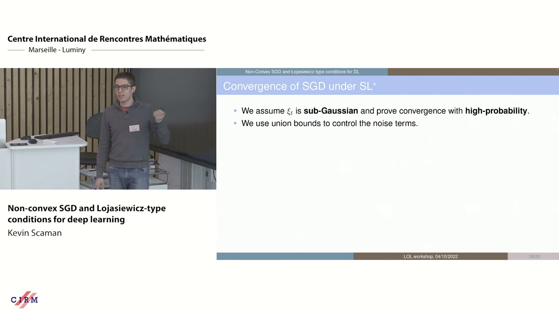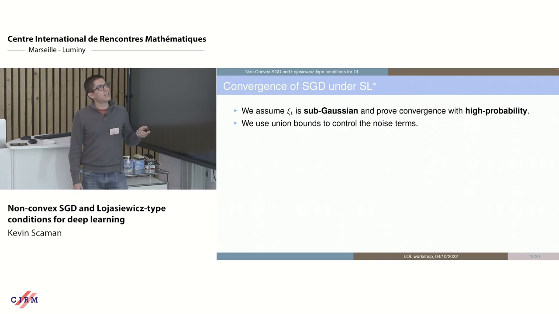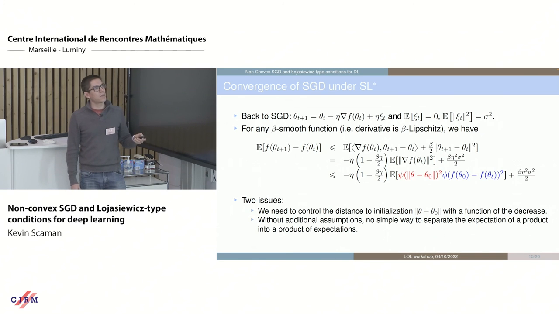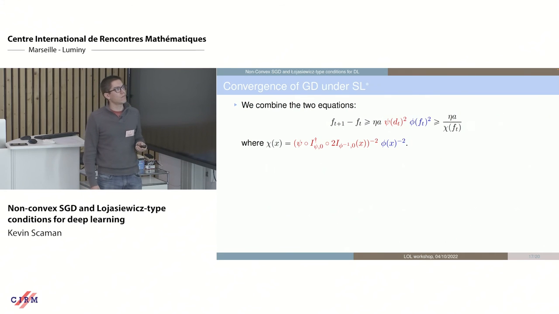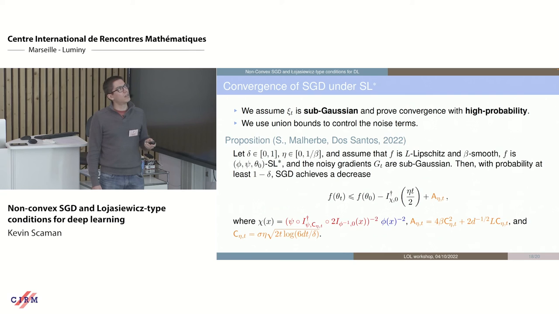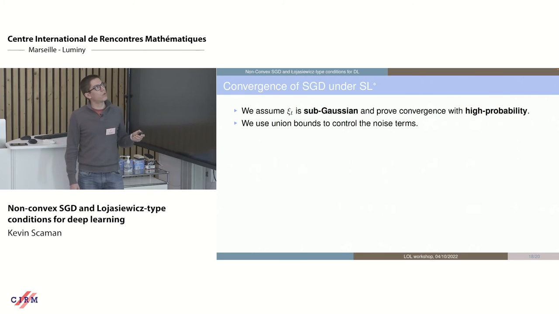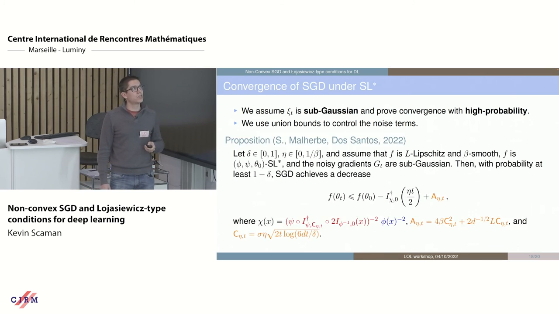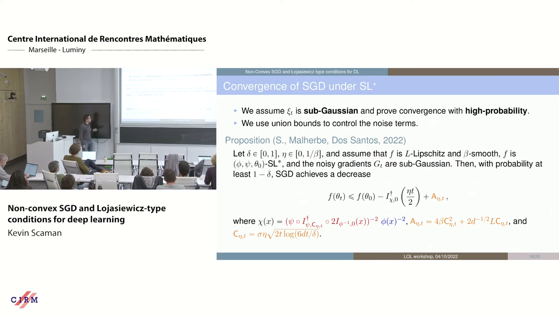Okay, now this was for gradient descent. How do you deal with stochasticity? Well, basically, in order not to deal with this expectation of products, what I'm going to do is assume that the noise is sub-Gaussian, and I'm going to do everything with high probability. So that's one way to deal with it. Because we have sub-Gaussian noise, basically we can use union bounds, and the noise terms are not going to be too annoying. So this is the final result.